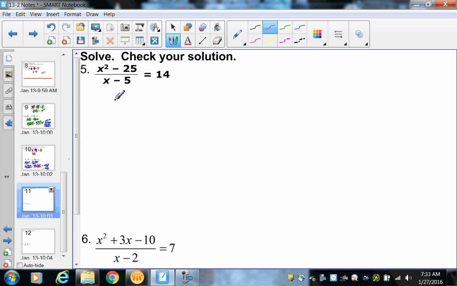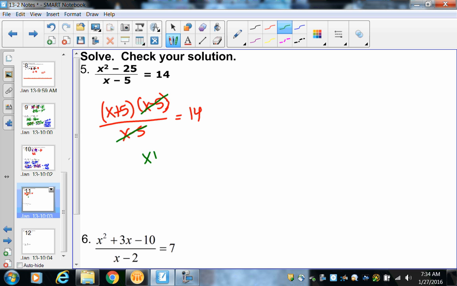Now, let's try some solving. First thing you're going to do when you solve is to factor everything that you can factor. So if I factor this, that's going to be up top there for your numerator. It's going to become x plus 5 times x minus 5 over x minus 5 equals 14. Then if you notice, x minus 5 here cancels with the x minus 5 here. So really the only thing I have to solve is x plus 5 equals 14. To solve for x, subtract 5, and I get that x equals 9.